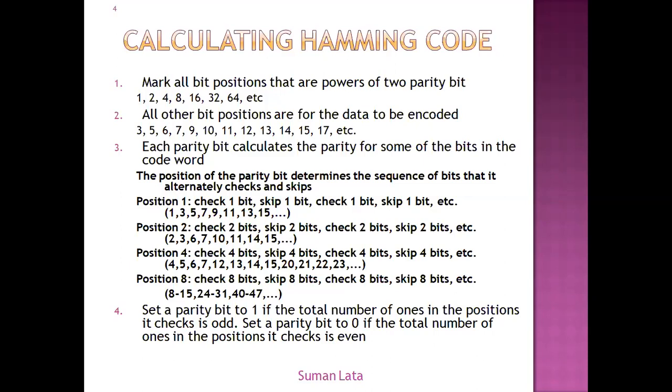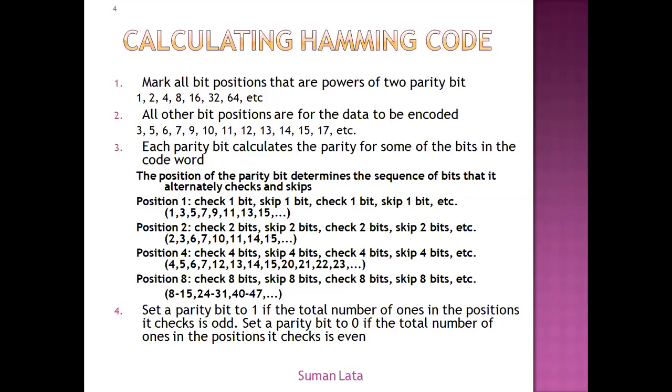Now we will find the parity for the redundant bit positions using the following steps. The first step is to find parity for position 1. So we have to check 1 bit position, skip 1 bit position, then again check 1 bit position, then again skip 1 bit position, and so on. Like for parity 1, we will check the first position, then skip the second position, then again check the third position, then again skip the fourth position, and so on.